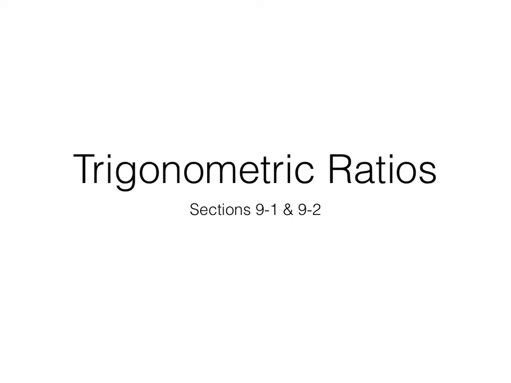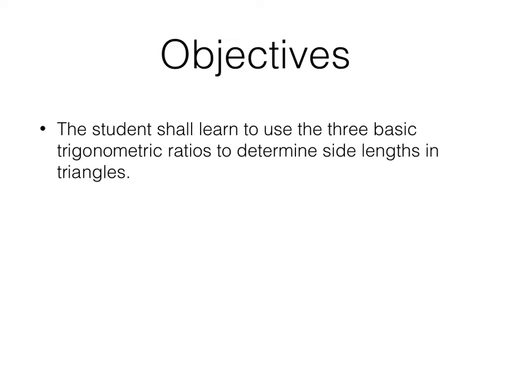Talk about the trigonometric ratios. This lesson is going to combine two sections, 9-1 and 9-2, into one lesson because I really feel they need to be addressed together, not separately as it shows in the book. So let's get started. We're going to talk today about the three trigonometric ratios that we are going to use in this course: sine, cosine, and tangent. And you should learn how to determine side lengths in triangles using these trigonometric ratios.